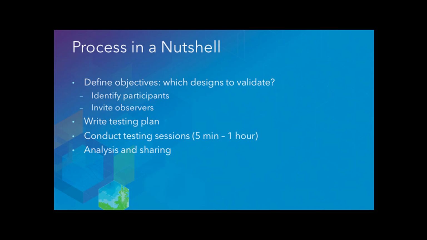And then the next step is to identify participants. Usually it works best if we can get real target users, those people who will be using those designs. The second option is to get internal people or colleagues who can pretend to be the real user, but that's the second option. And then the third step is to invite observers. Observers could be designers, developers, product managers, or anyone involved in the design and development process.